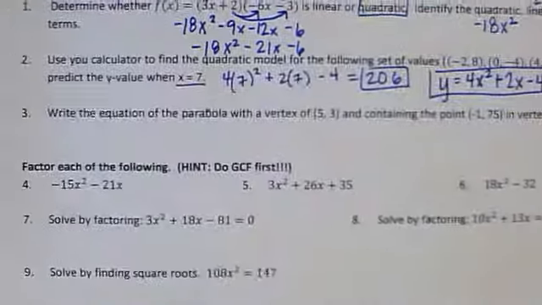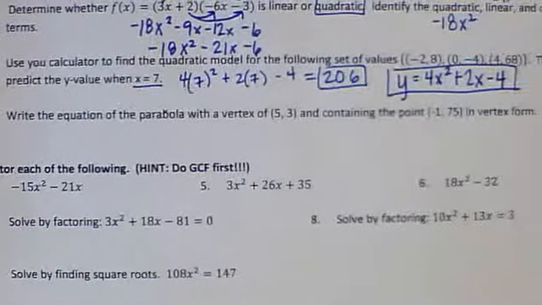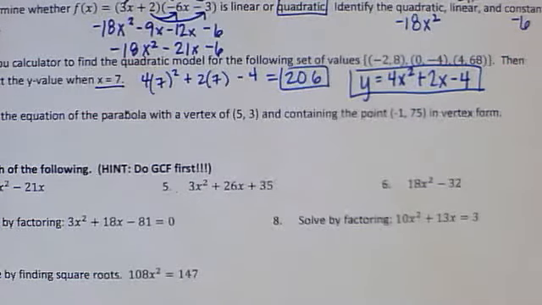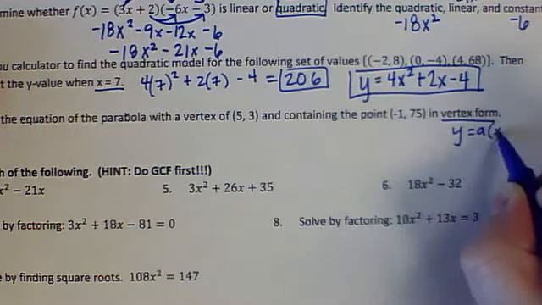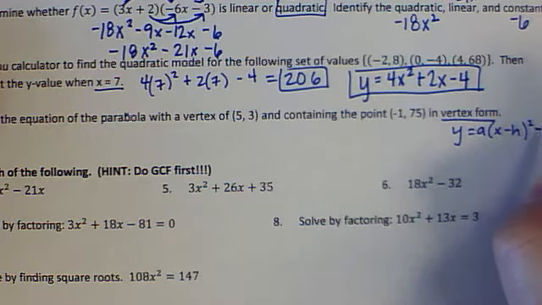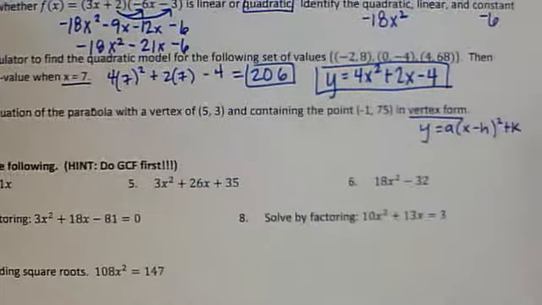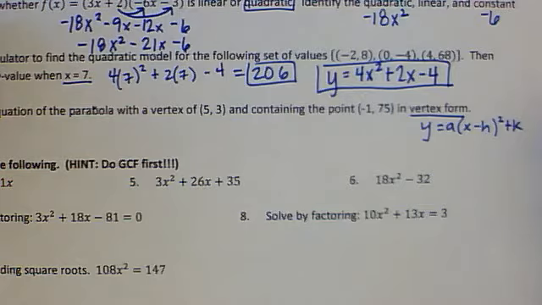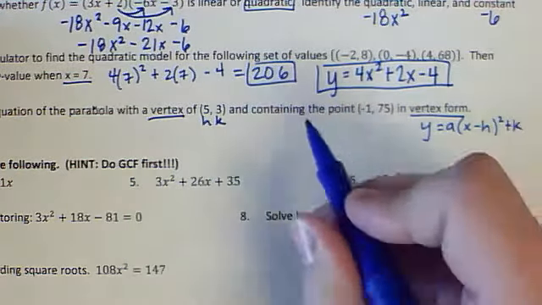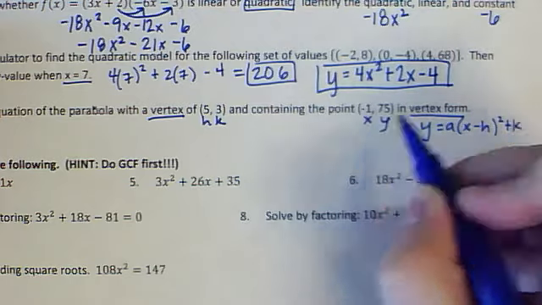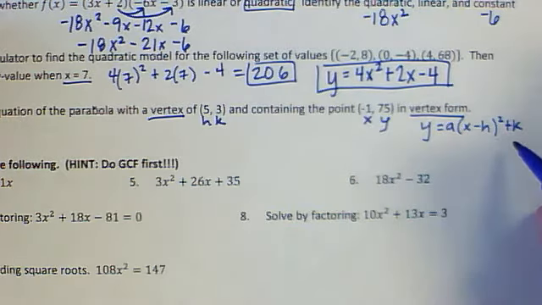Alright, number 3, write the equation of the parabola with the vertex (5, 3) containing the point (negative 1, 75) in vertex form. Vertex form is y equals a times (x minus h) squared plus k. Your vertex is always (h, k). That means this other point is going to be my x and y values. So I'm going to plug them in so that I can solve for a, and once I have a, I can plug it back in and get my equation.